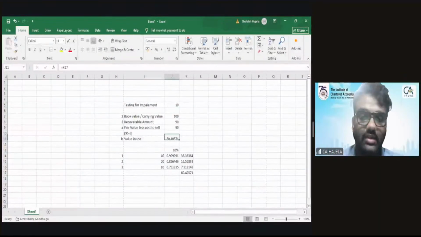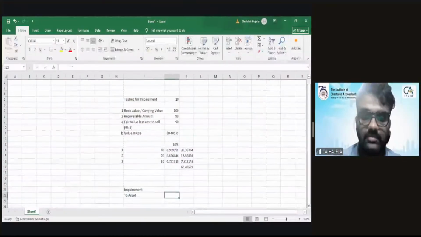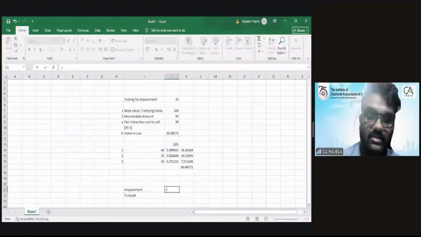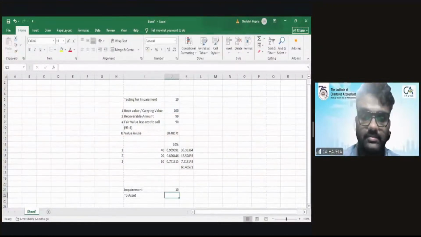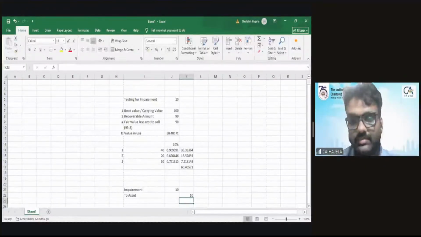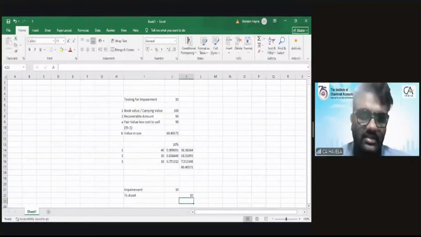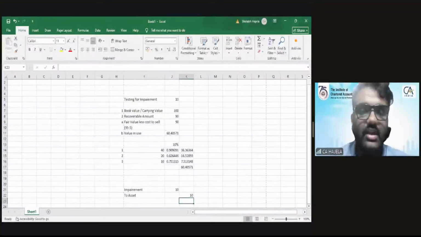Entry क्या होगी इसकी? Since we are accountants, we love general entries, right? Impairment account debit to asset. कितने से? 10 से debit, 10 से credit. As simple as that. This is your impairment. Right? We can just keep on technically discussing the internal factors, the external factors, the reversal of impairment, right? This is the concept of impairment.